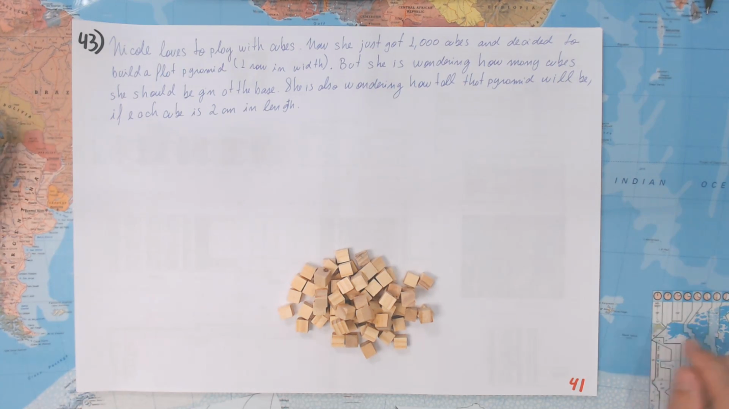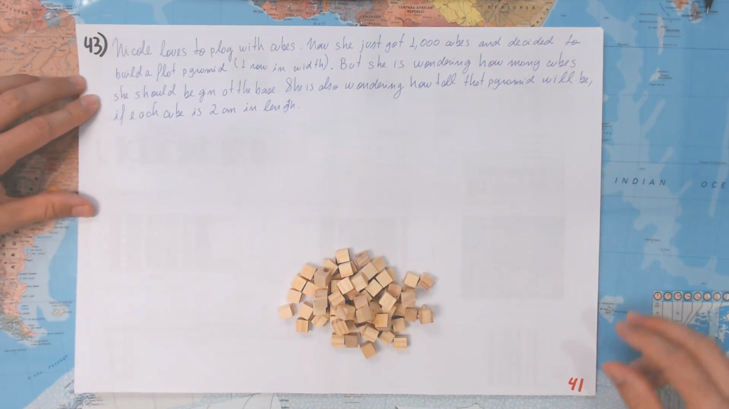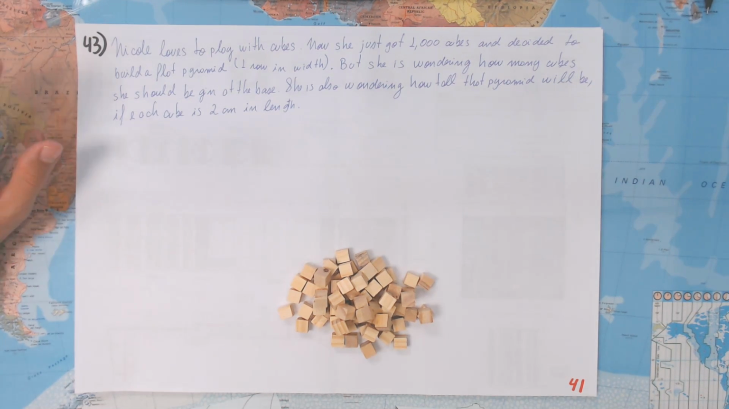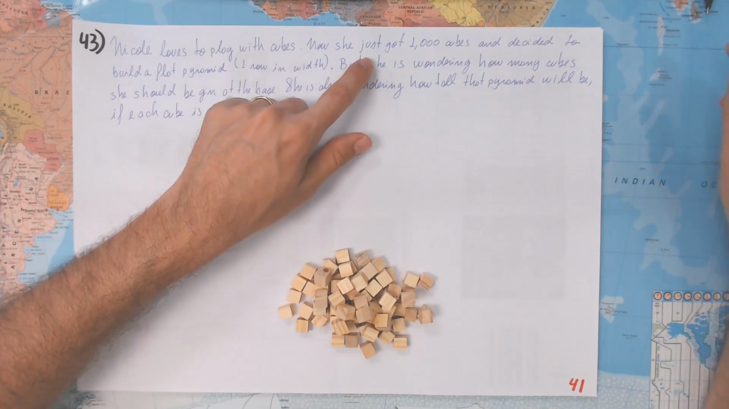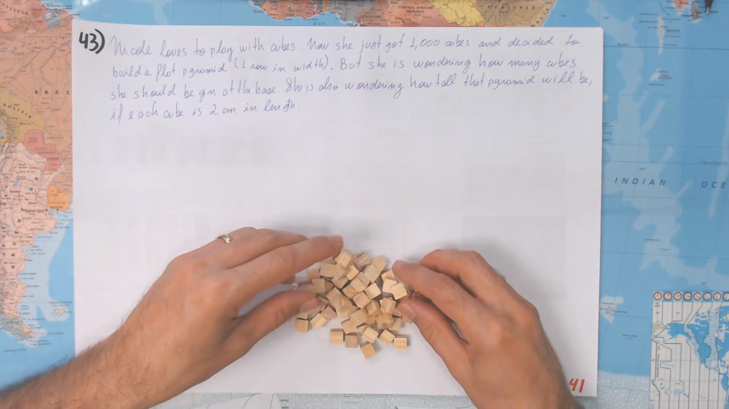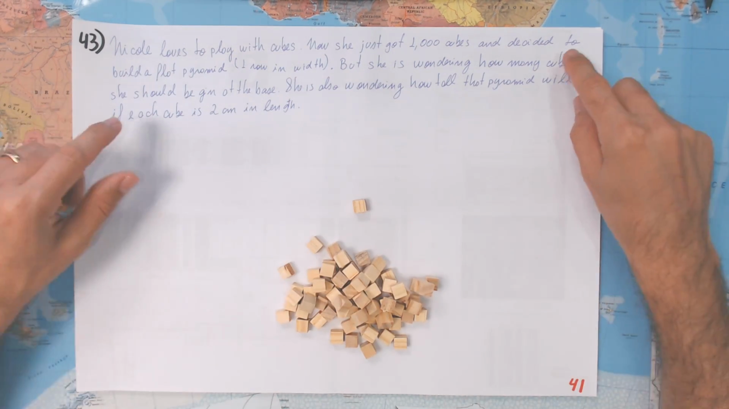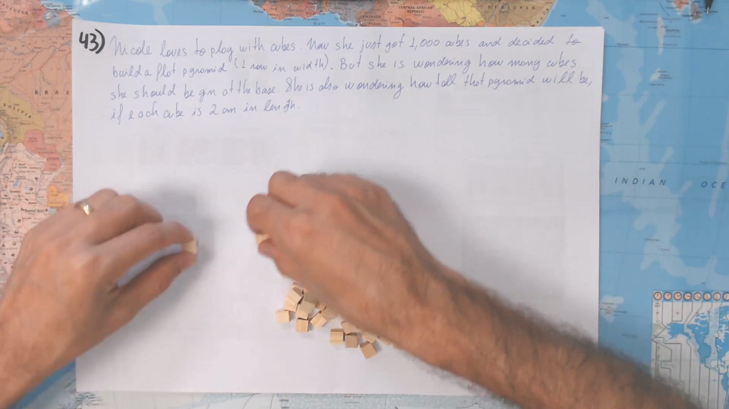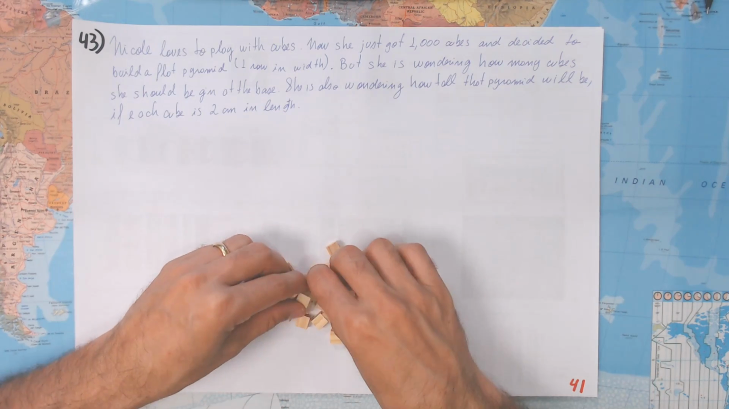Okay, now page 41, exercise 43, and now let's do this exercise. Nicole loves to play with cubes. Now she just got 1,000 cubes and decided to build a flat pyramid, one row in length. What I mean by a flat pyramid is just this, okay?